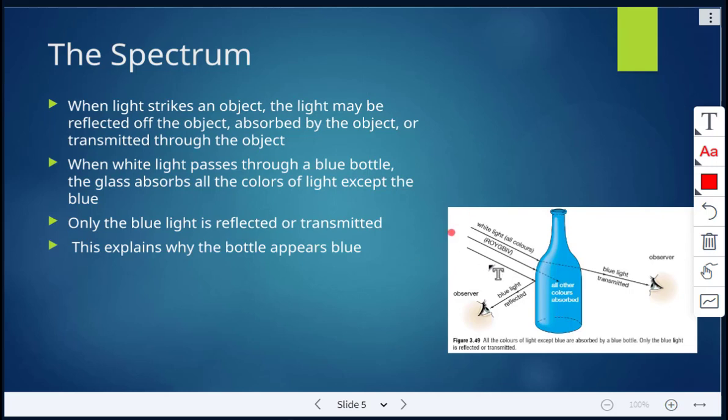All right, so white light is coming in. White light contains all the colors, Roy G. Biv. All of the other colors get absorbed and only the blue light is being reflected or transmitted. That's why we see it as blue.